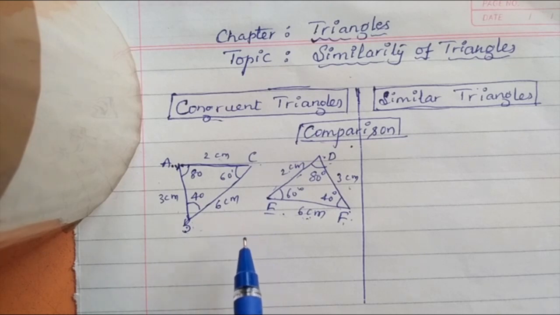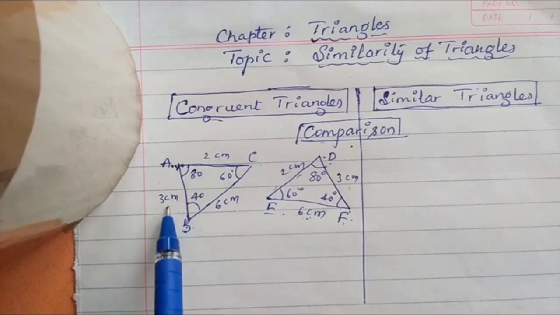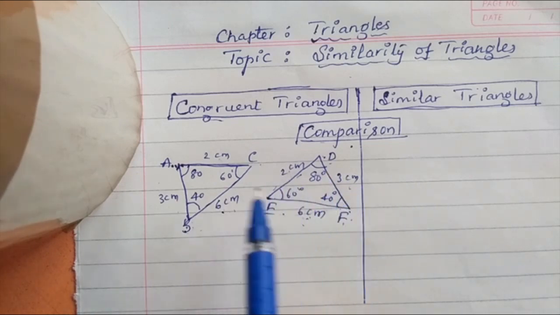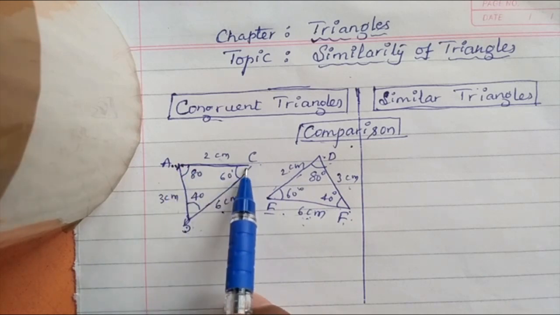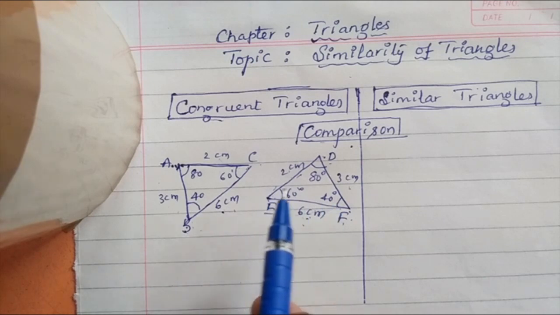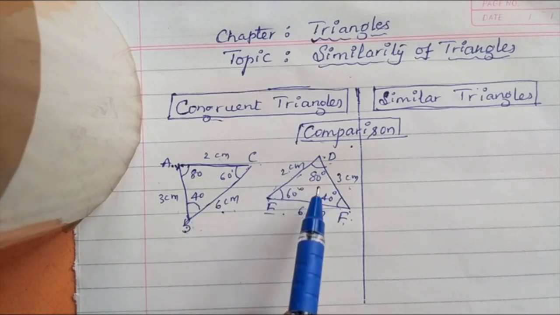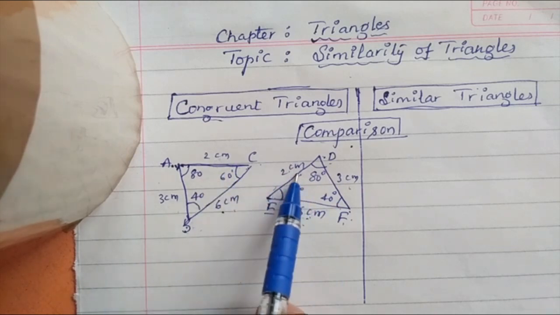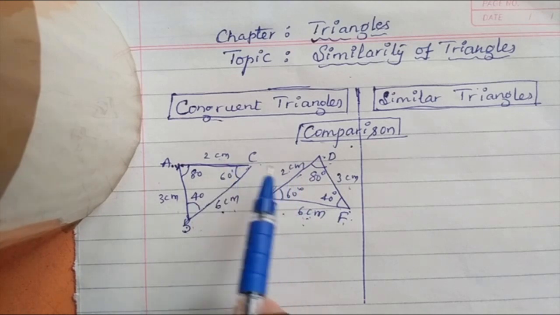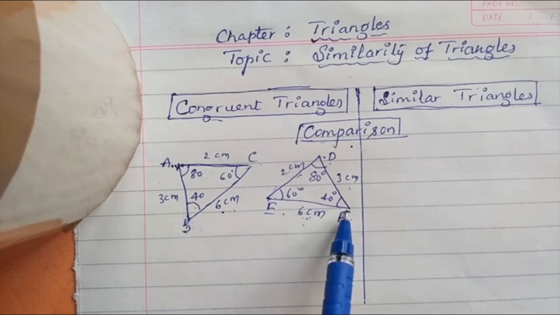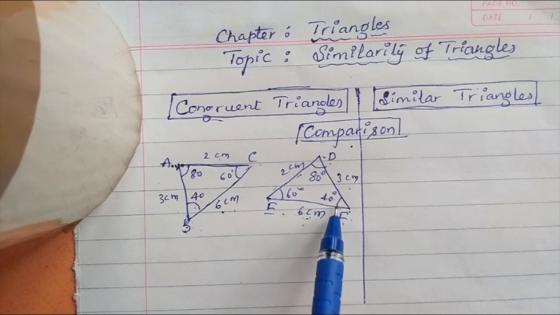Did you observe one thing in these two triangles? All three sides of triangle ABC are equal to the three sides of the next triangle. AC is 2 cm, DE is also 2 cm. So AC and DE are called corresponding sides. Whichever side of the first triangle is equal to a side of the second triangle, those two sides are called corresponding sides. We are using the word corresponding sides. Which angles are equal? Suppose angle B is 40, here angle F is 40. So angles B and F are called corresponding angles.